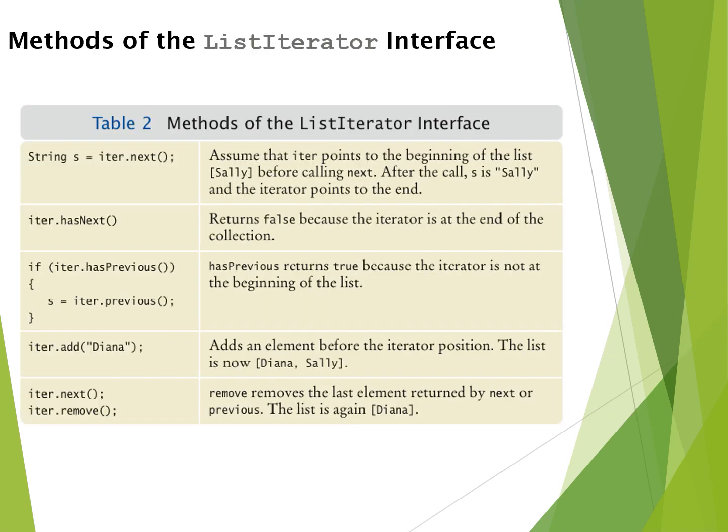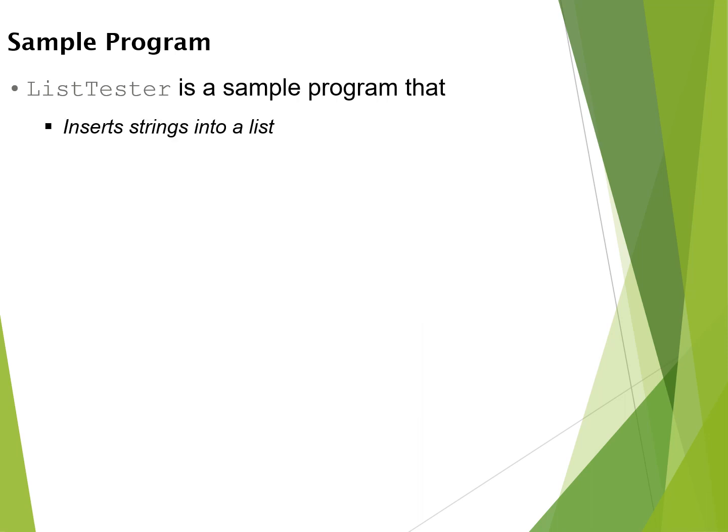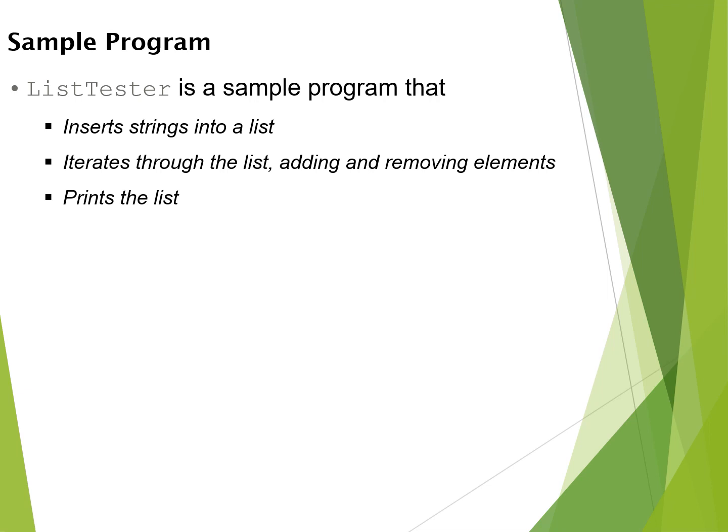So you can take a look at this table which summarizes all the methods that we have covered so far. At the end of this lecture, you need to take a look at a sample program that does the following. First, it inserts strings into a list, and then it iterates through the list and it adds and removes elements while iterating through the list, and then finally it prints the whole list. So make sure to read this sample problem carefully.